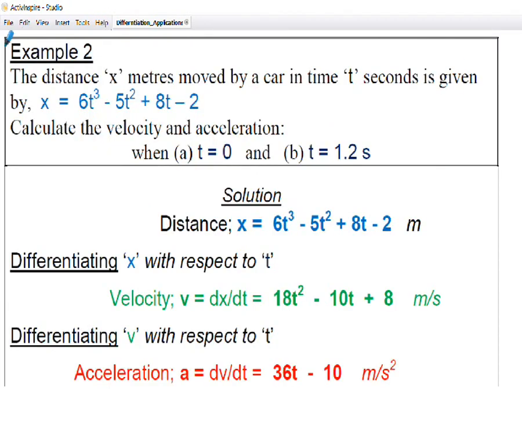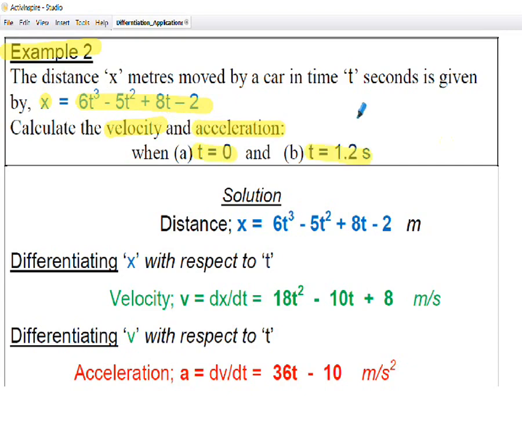Okay, example 2 here relates to our previous slide on the relationships between distance and velocity in time. We're given here an expression for distance of a car's motion, and it's x equals 6t cubed minus 5t squared plus 8t minus 2. We're asked to calculate the velocity and the acceleration given some time periods, t is equal to 0 and t is equal to 1.2 seconds.